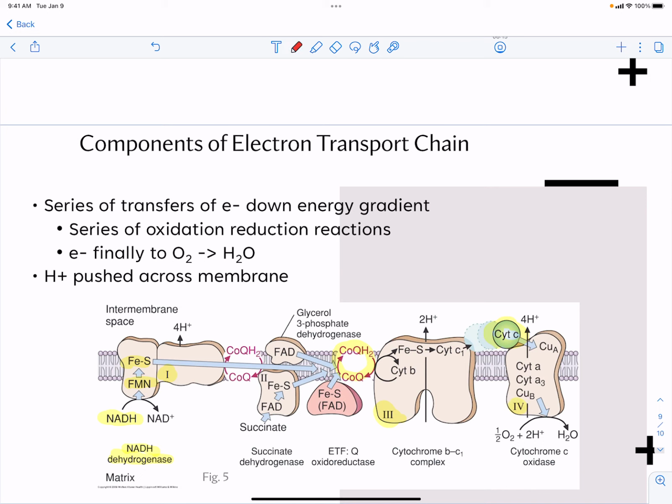So we have the first transfer here. We have our second transfer. We have our third transfer. We have our fourth transfer to our iron-sulfur centers. We have another transfer to our cytochrome C, and then finally to complex 4.